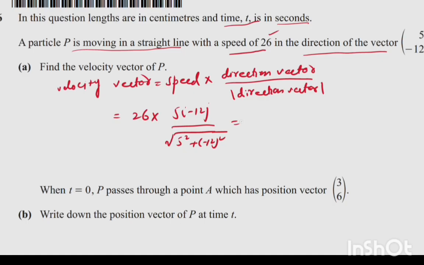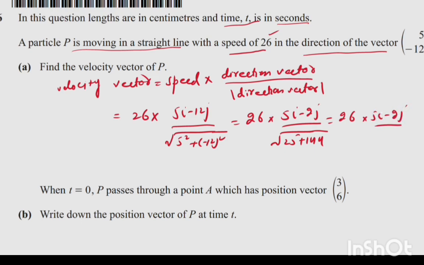Okay, now more simplification: 26 multiplied by (5i minus 12j) divided by the square root of 5 squared, which is 25, plus 144, because the negative will be positive when squared. So 26 multiplied by (5i minus 12j) divided by the square root of 169, which is 13. Now 2 13s are 26, so here 10i minus 24j. This is our required answer.